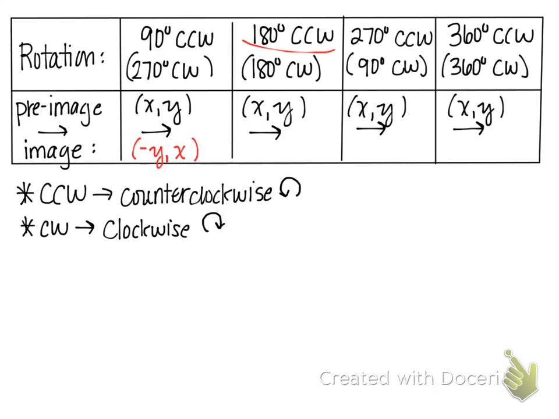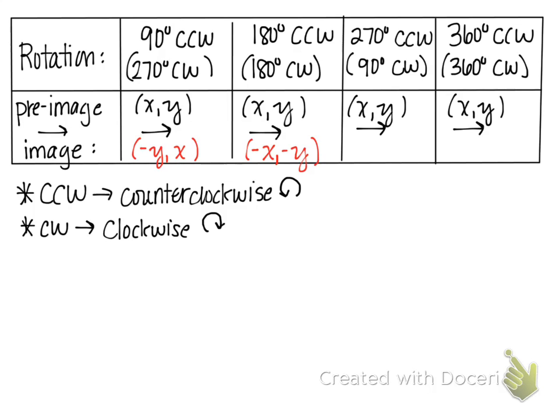Now, same thing here. 180 degrees counterclockwise is the same thing as 180 degrees clockwise. So if you're turning and facing the back of the room, it doesn't matter which way you turn, to the left or to the right, you're still going to be facing the same direction at the end. So for this one, all we do is we change the sign of the X and the Y.